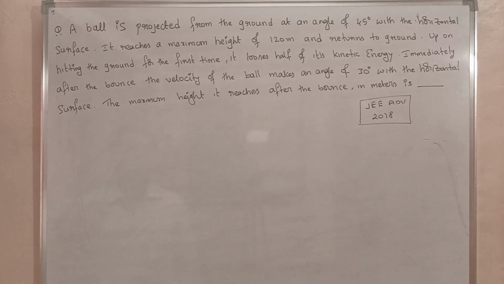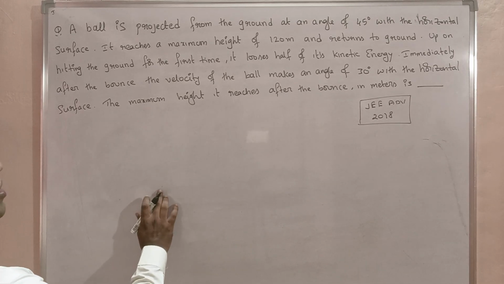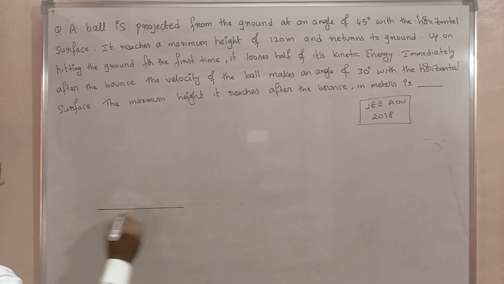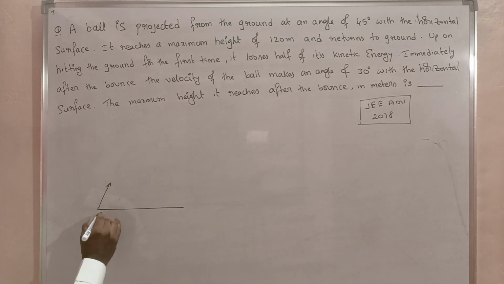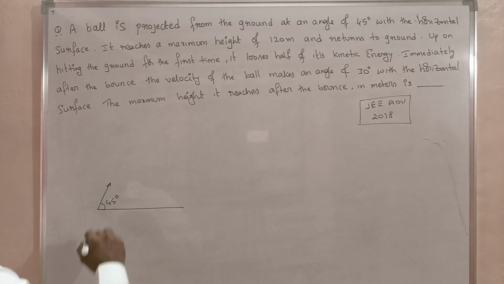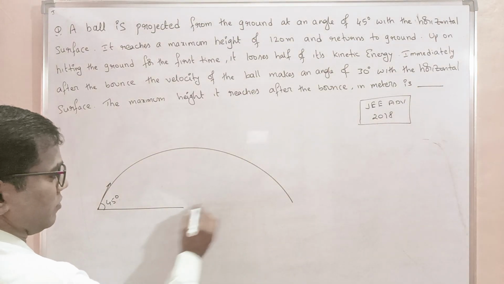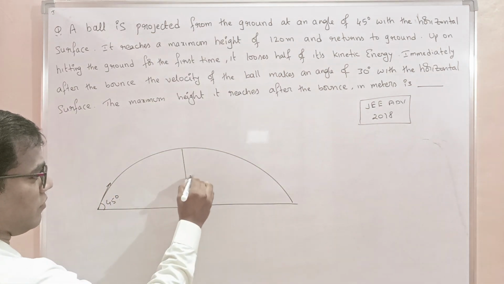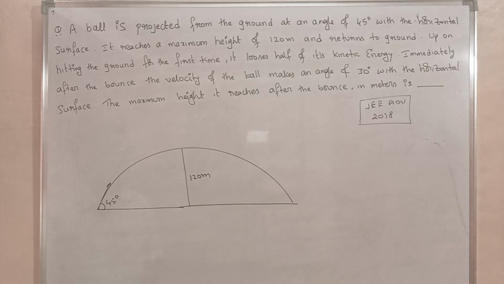In this, what is given is a ball projected from the ground at an angle of 45 degrees. It reaches a maximum height of 120 meter. The maximum height is given, 120 meter, and it returns to the ground.